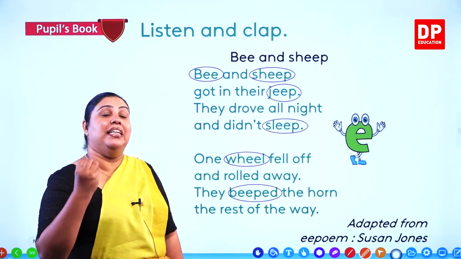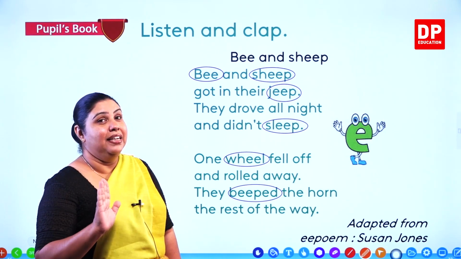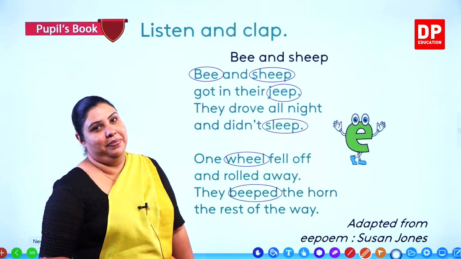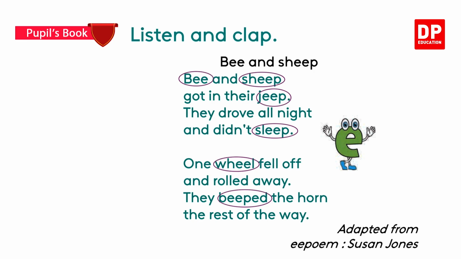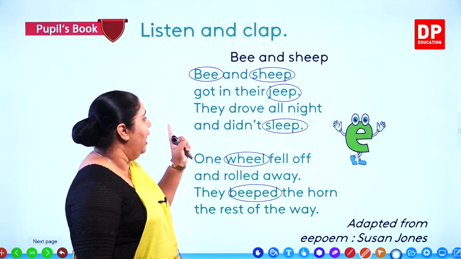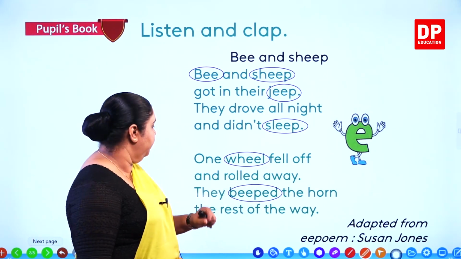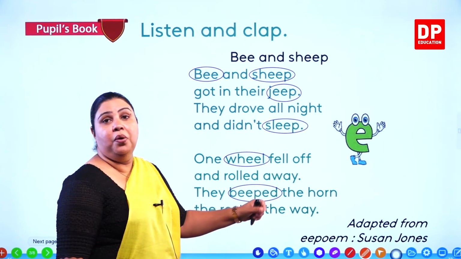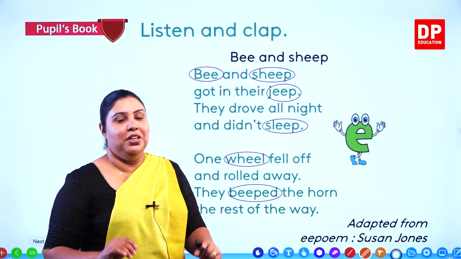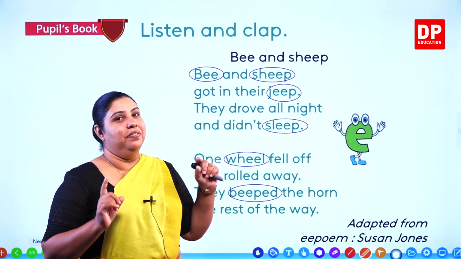Okay, it's a very small poem, but it has a long E sound. So I'm going to read it once again very slowly. You have to listen and then we are going to clap. First, I will read it once again for you. Then when I read the long E words, you have to clap. Okay? Bee and sheep got in their jeep. They drove all night and didn't sleep. Now listen carefully for all the long E words. One wheel fell off and rolled away. They beeped the horn the rest of the way. Now what are we going to do? Now I am going to read the poem slowly, and at the time that I say a long E sound word, you have to clap.